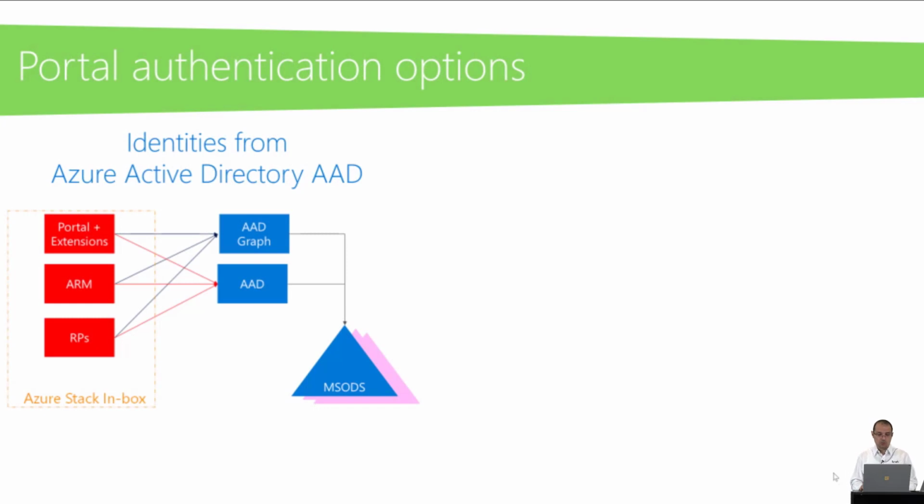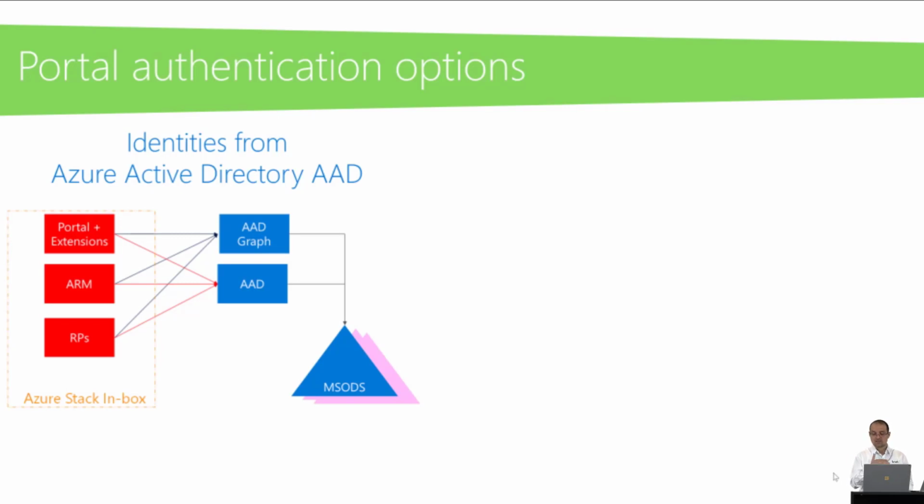For portal authentication options as well, as you know, Azure Stack is deployed either in connected or in disconnected mode. In connected mode, we can go with Azure AD for authentication. So over here, what you see in this slide, on the left-hand side represented by the red boxes, those are the Azure Stack components.